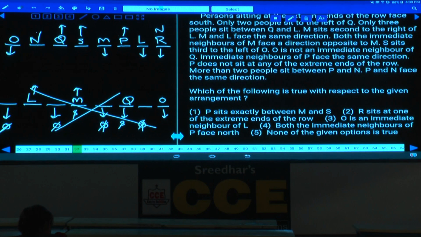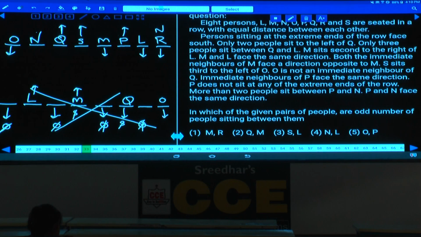Then question number 32. Which of the following is true with respect to the given arrangement? Tell me which is true here. P sits exactly between M and S, that is false. And R sits at one of the extremes of the row, that is definitely true, that is choice 2. Then question number 33. In which of the following pairs are an odd number of people seated between them? M and R. How many persons are there? There are 2 persons, it is an even number. Q and M. Between Q and M, there is only one person, that is an odd number of persons in between Q and M, that is choice 2.